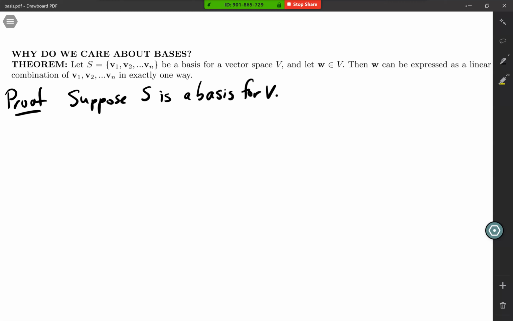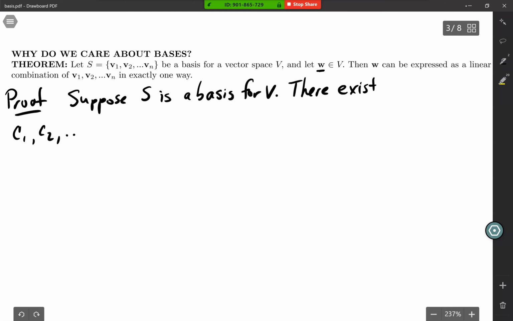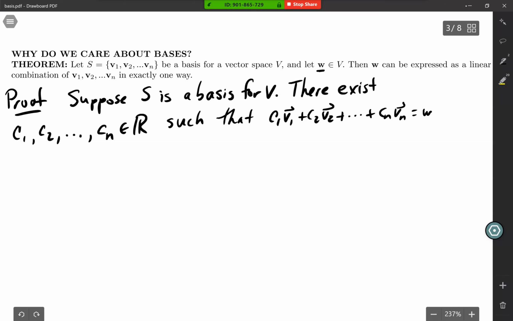Well, first let's do span. So W is an element of V. So since S spans V, that means I can write W as a linear combination of the v's in S. So we could say that there exist c1, c2, out to cn that are scalars such that c1v1 plus c2v2 plus ... cnvn is equal to W.